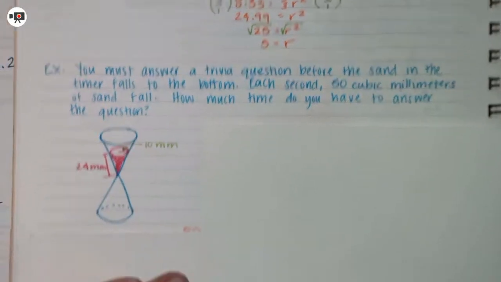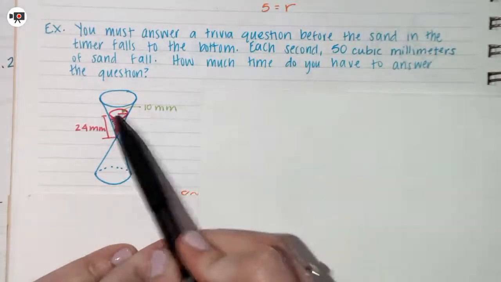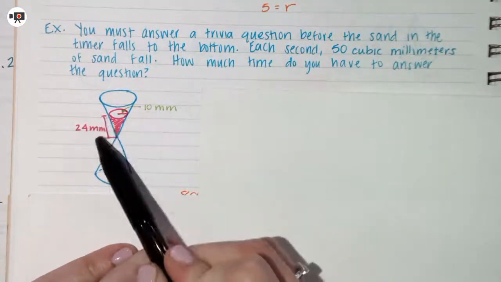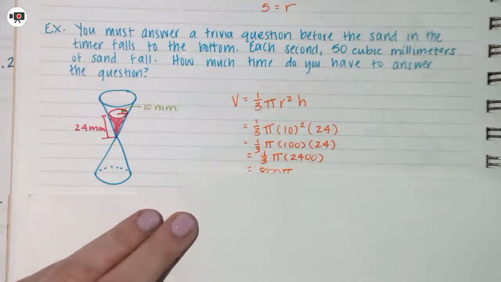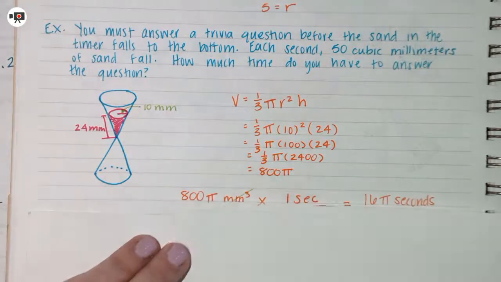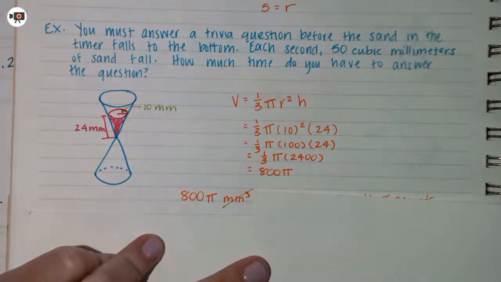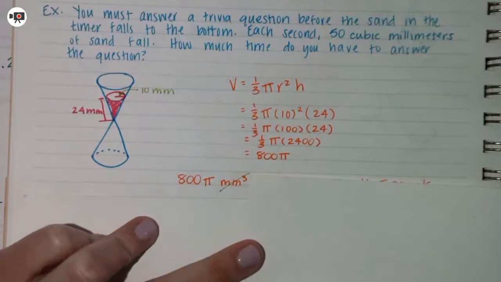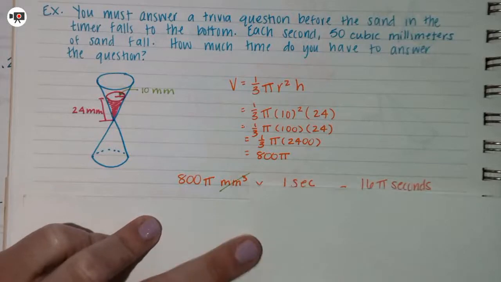So here we can see the hourglass timer, and of the sand, the radius is 10 and the height is 24. So plug in what I know, and I'm trying to find the volume to see how much sand has to fall. Then I get 800 pi, and I'm going to leave it with the pi for now, because it's going to make it a little bit simpler to work with for the numbers.